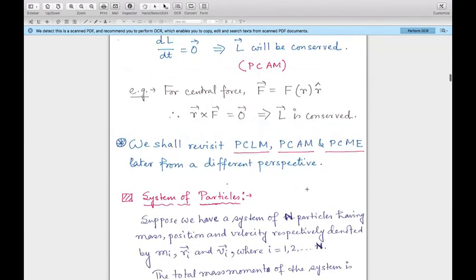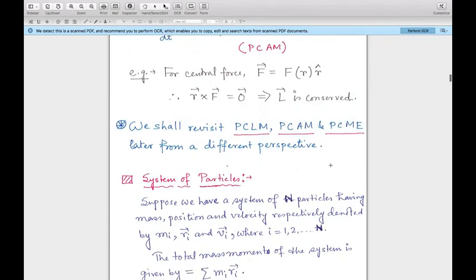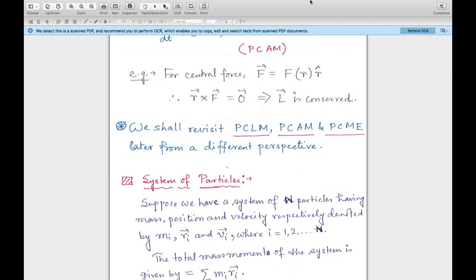Later we will of course revisit all these three conservation principles from a different perspective, that is the perspective of symmetry. Here I end this subpart of the first lecture. In the next subpart of the first lecture, I will talk about the system of particles and the corresponding conservation principles. Thank you.